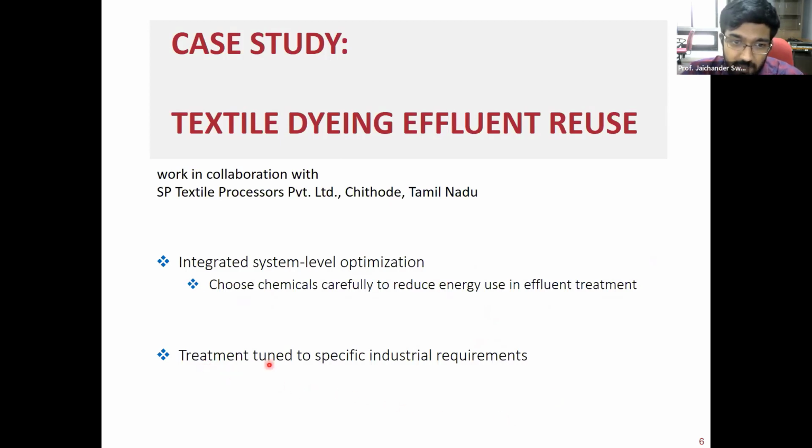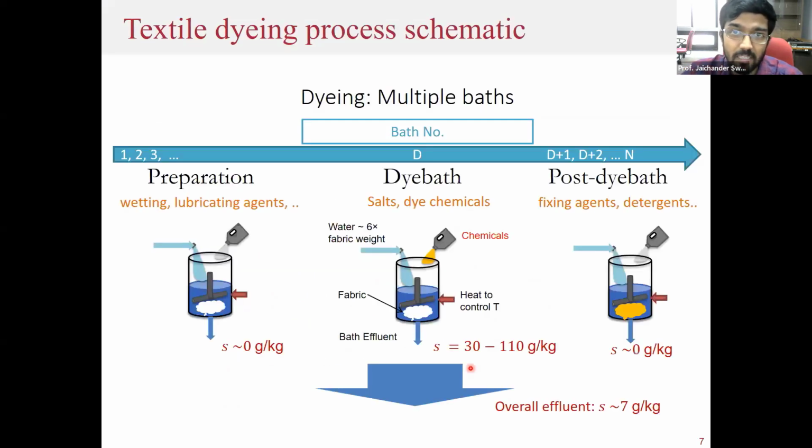And the other is related to treatment that is very specifically tuned to the industry requirements. So we'll start with our discussion on the first topic, which is how can we optimize the system as a whole. So if you look at textile dyeing, we need to understand the process before we think about how to modify it to enable cheaper effluent recycling. So the process basically involves taking the fabric and exposing it to multiple baths. Right? Each bath is basically a water solution at a particular temperature. The fabric is immersed in this water solution for a certain amount of time, and some chemicals are added to impart specific properties to the fabric.